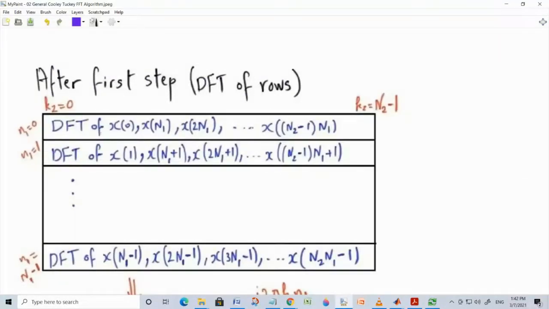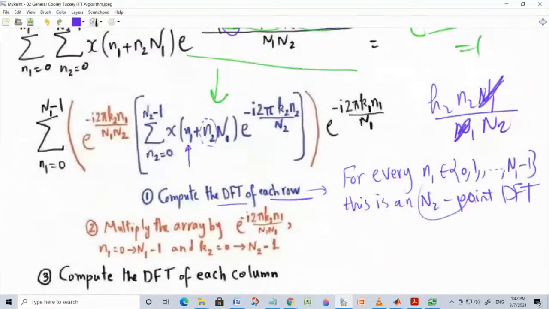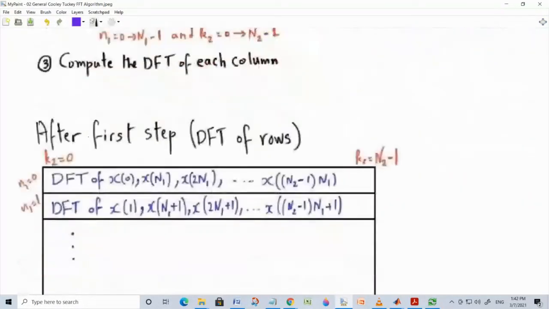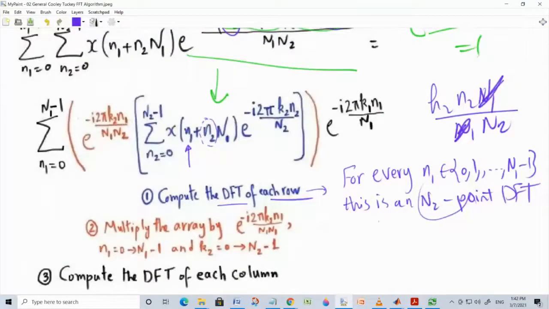Okay, so you will end up after the first step. You started with those small x samples. Now, what you have is that the first row will be the DFT of those samples, the second row is the DFT of those samples, and so on. Now, you multiply by this factor here. And before proceeding, note that when you do this, the index n2 is changed to k2, because you are summing over n2 and you get your result in terms of k2.